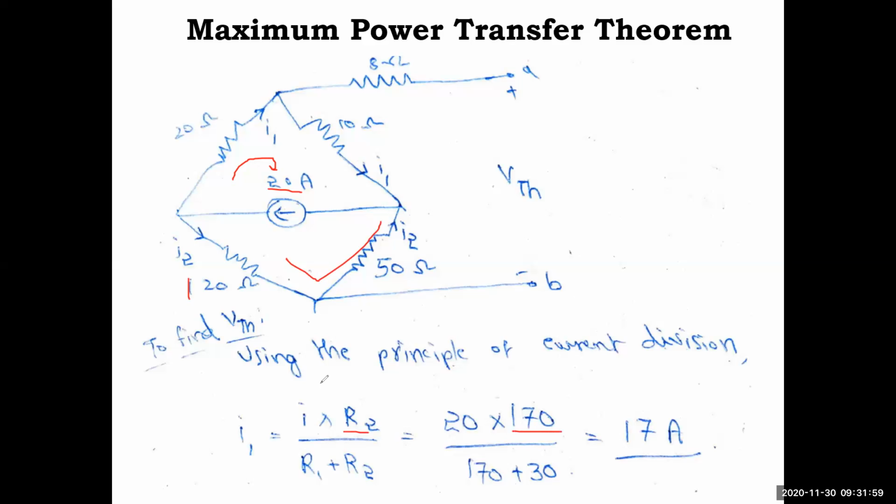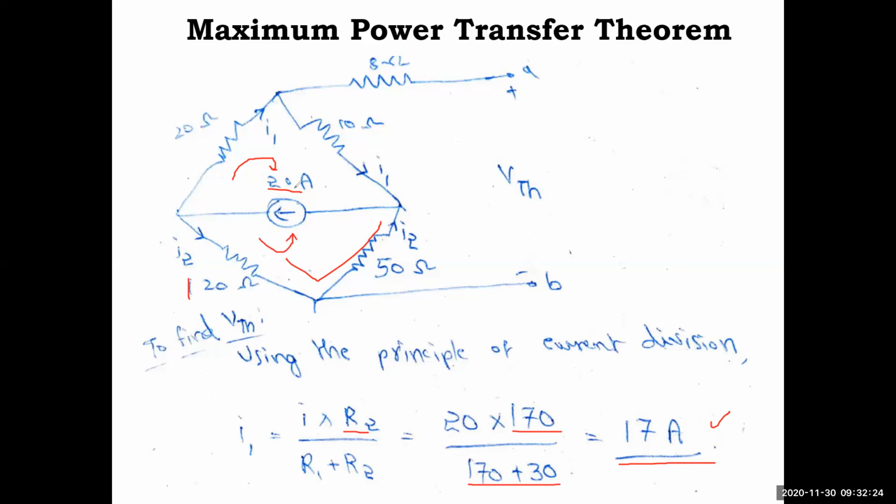So note it down as 120, and then 170 plus 30, that is 20 plus 30 total resistance. So it will give you 220 by 20, 10 times 10, 17 times. So orally you can calculate I1 is equal to 17 amps. Simple. Similar way you find the I2 current, I2 in this branch.